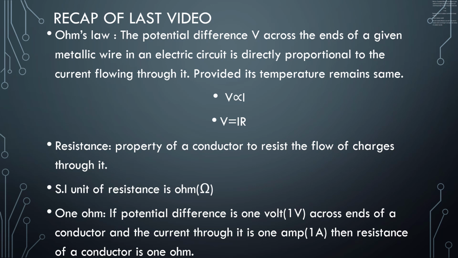Resistance. You have learned about its definition, that is, property of a conductor to resist the flow of charges through it, and its SI unit is ohm. After that, I also taught about 1 ohm. The definition is, if potential difference is 1 volt across the ends of a conductor and the current through it is 1 amp, then the resistance of the conductor is 1 ohm.